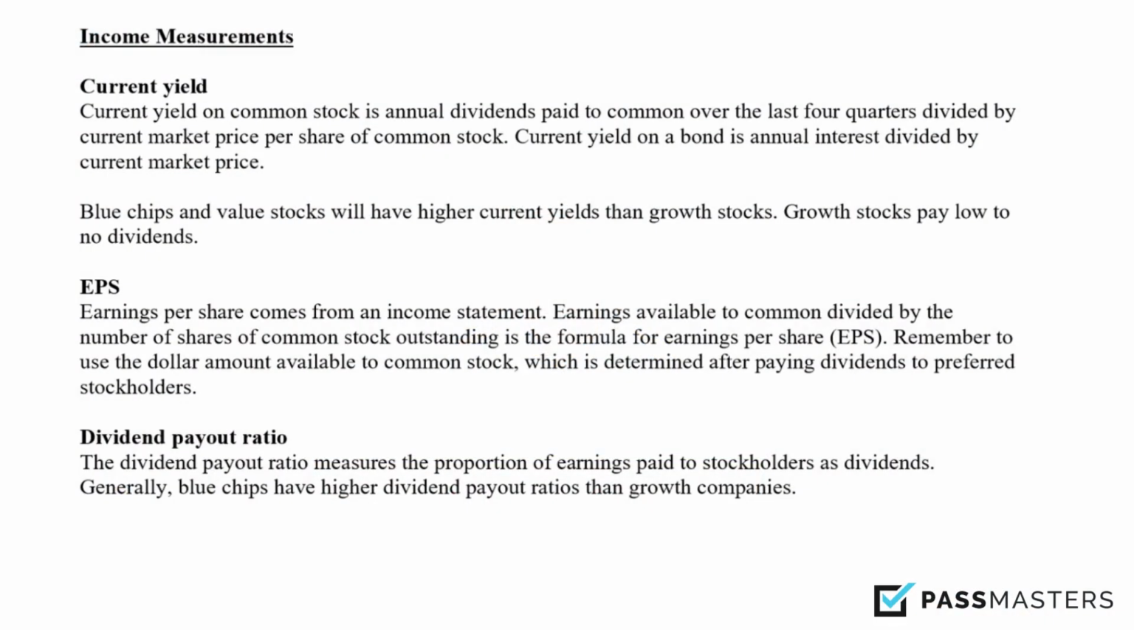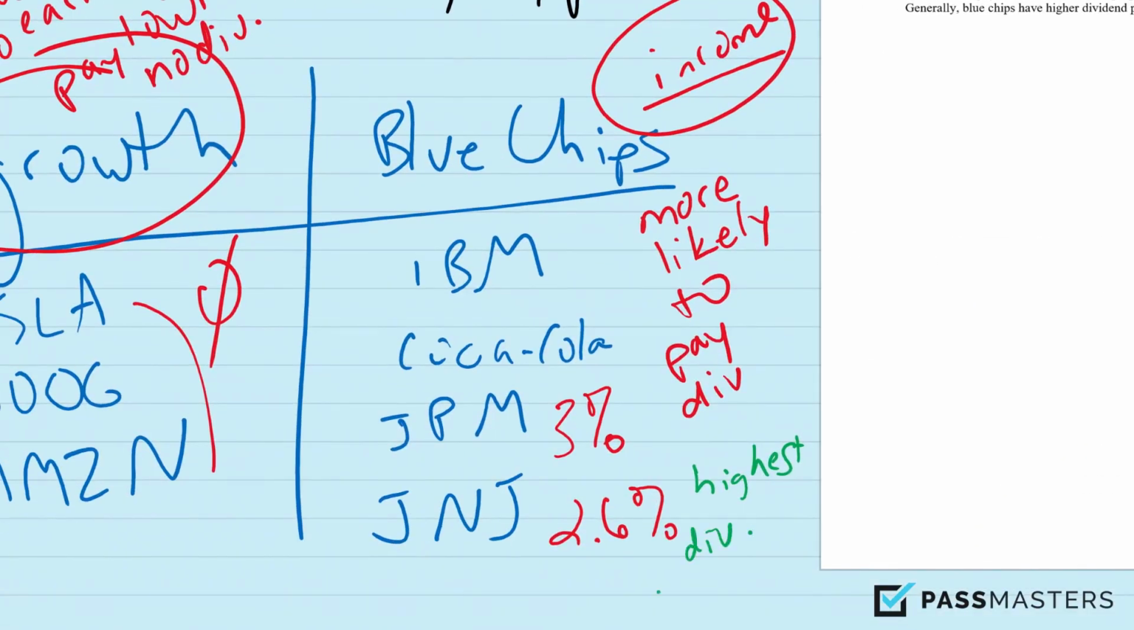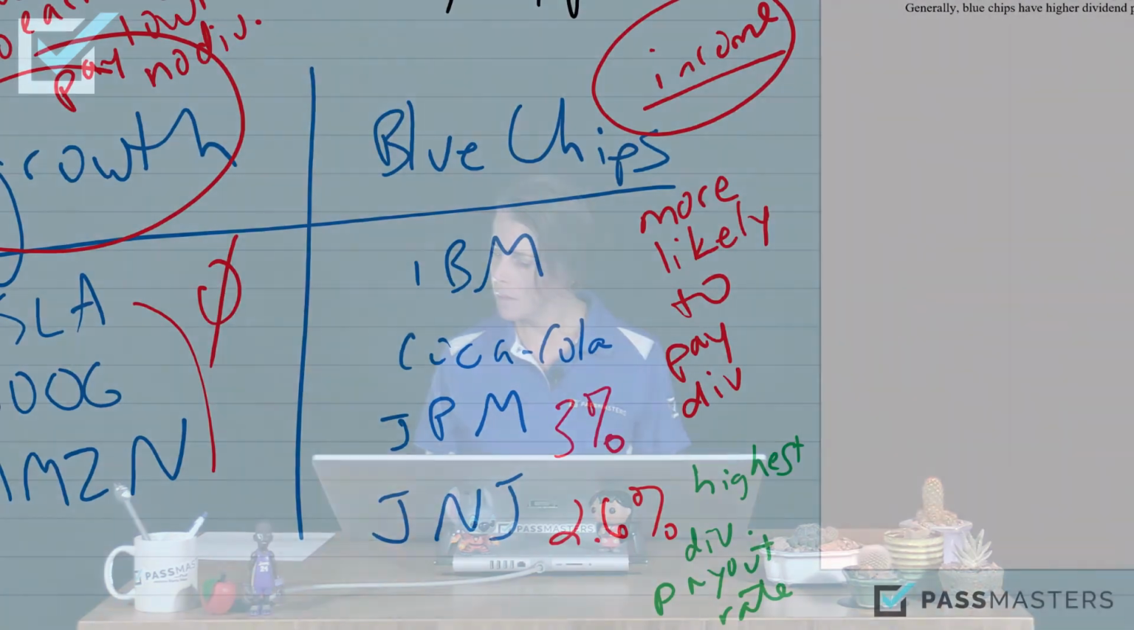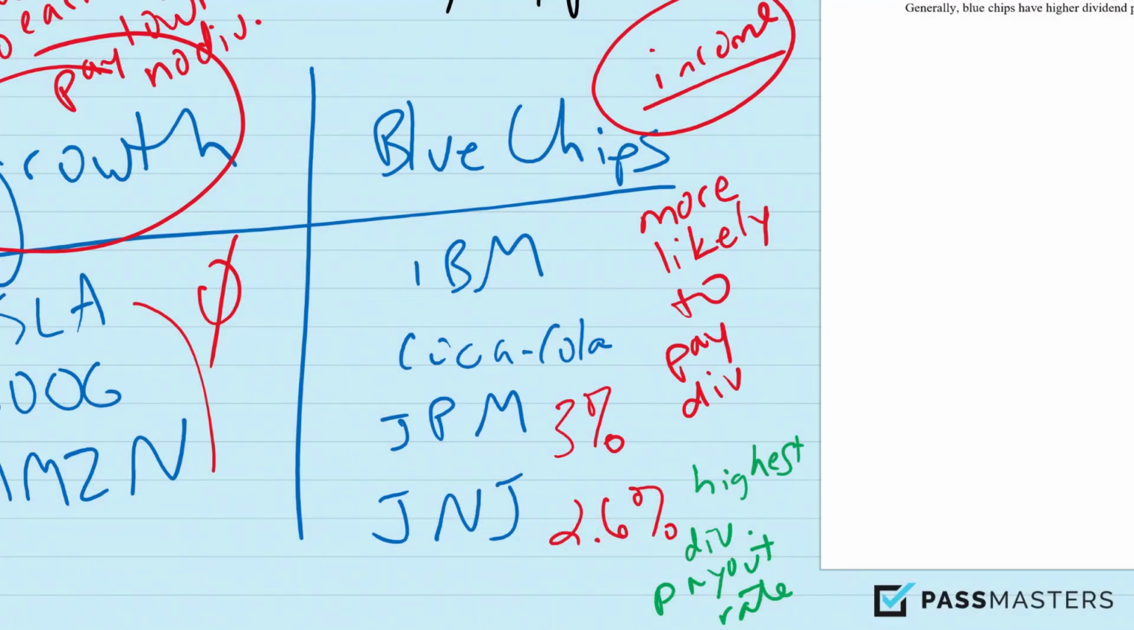The dividend payout ratio, where do you think it's going to be higher? In a blue chip stock or in a growth stock or in a value stock? It's going to be the highest in a blue chip. Blue chips are going to have the highest dividend payout rate. So the dividend payout rate measures the proportion of earnings paid to stockholders as dividends. So let's say they had 100 million in earnings and they paid out 80 million of those earnings in the form of dividends. That's an 80% dividend payout rate. JP Morgan's most recent dividend payout rate was 47%. So almost half of their earnings that they could have paid out to shareholders in the form of dividends, they chose to pay out to the shareholders in the form of dividends.